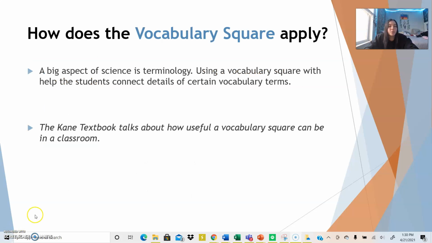So how does the vocabulary square apply and why am I choosing this? Well, at this point they would have been on day 2. They would have already learned about igneous rocks, which have their own terminology and their own processes. So using the vocabulary square will help focus and centralize on the processes that go with sedimentary rocks that they're focusing on in today's lesson.